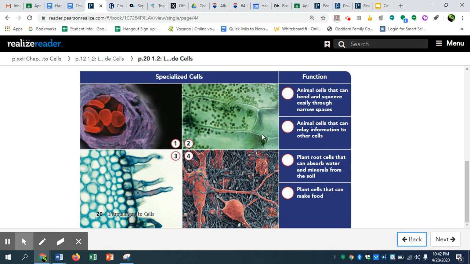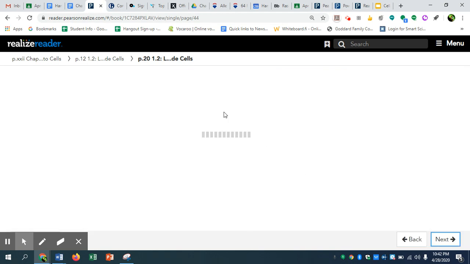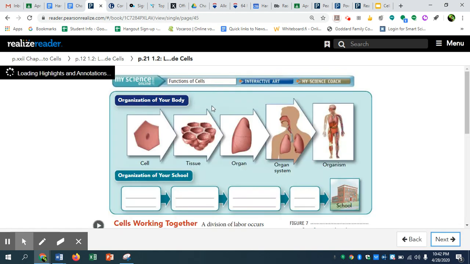All right. So let's move on to figure 7. So here, and this is going to help you with a project. We're going to be doing a cell project at the end of chapter one, and it's going to be for a test grade. So one of your projects is going to be to make a poster and compare the organelles in a cell to make an analogy for it.